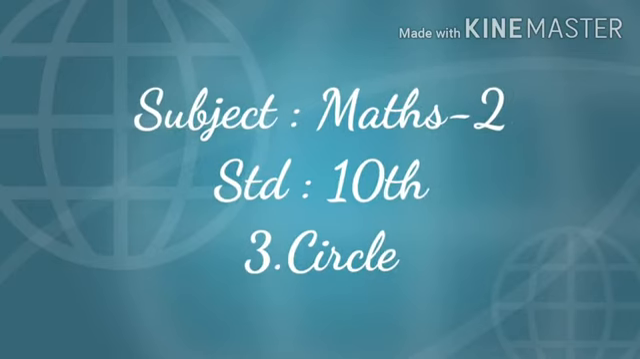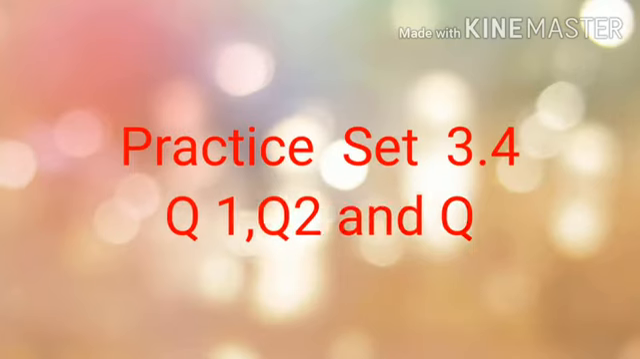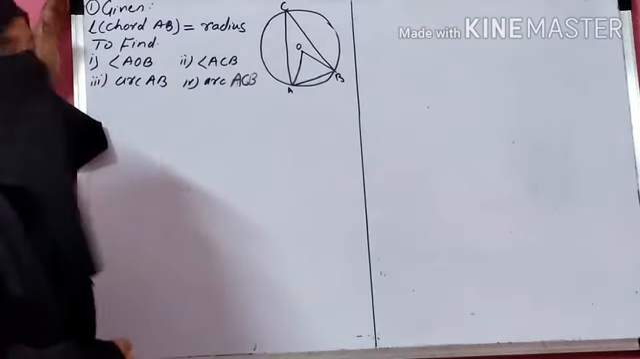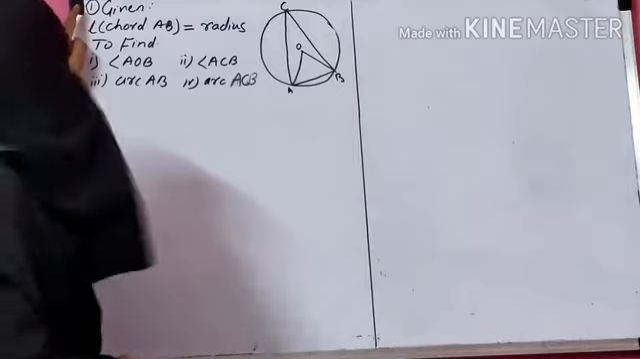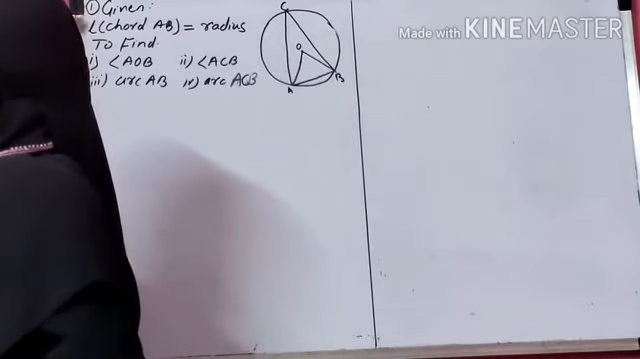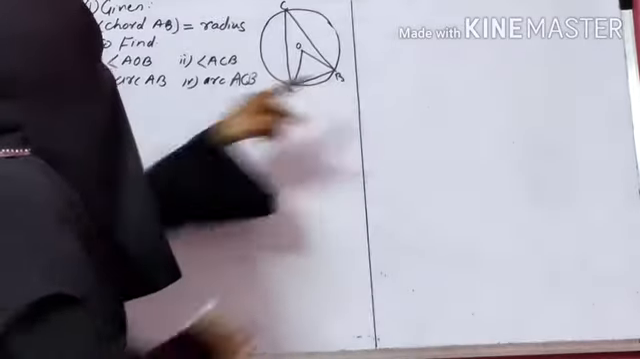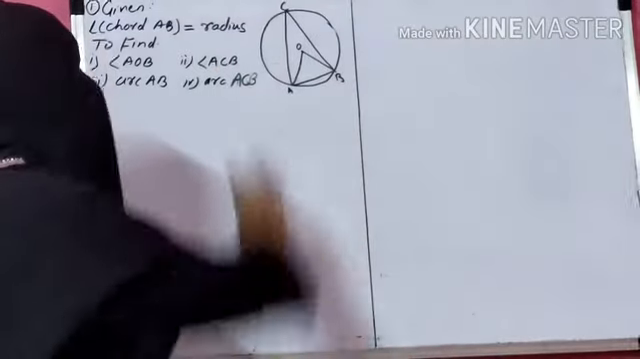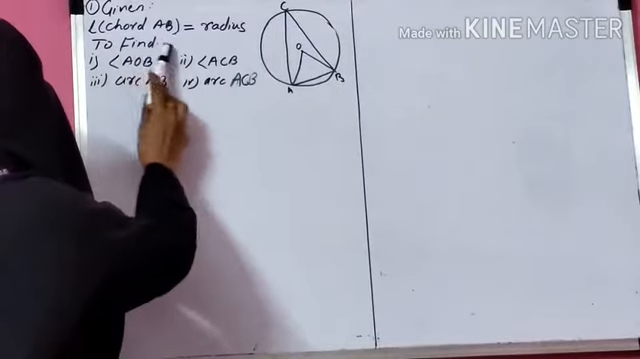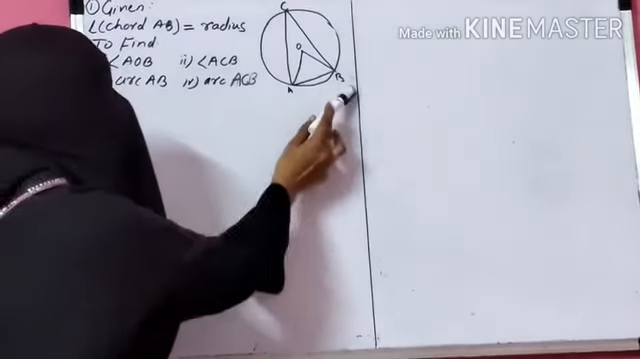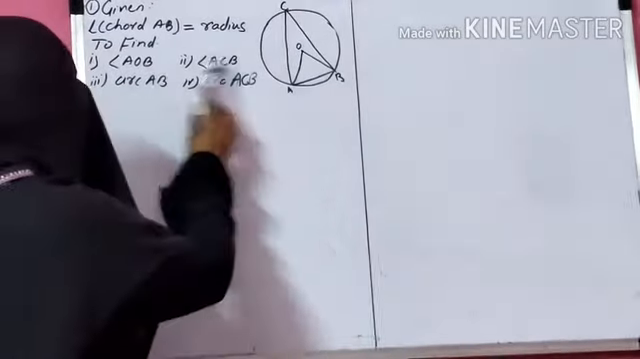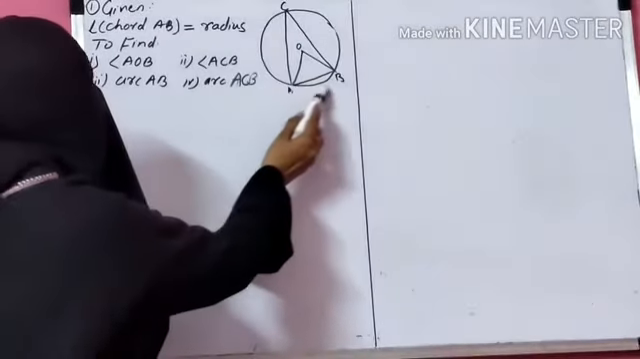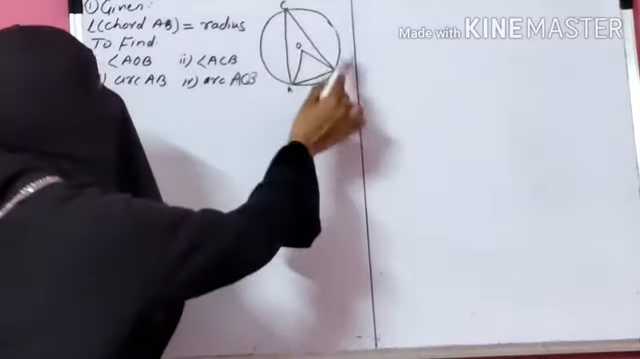Today we are going to start practice set 3.4 of Maths 2. Question number 1 is given here. The length of this chord AB is equal to the radius of the circle. Then you have to find angle AOB, the central angle; then angle ACB, that is the inscribed angle; and the measure of arc AB and the measure of arc ACB.